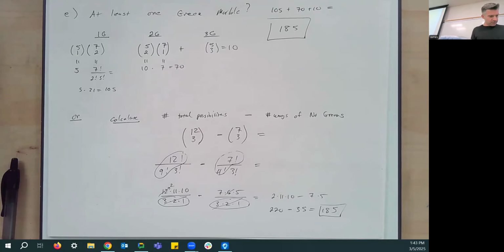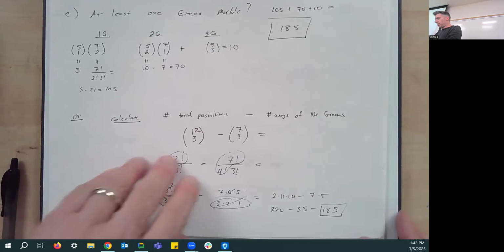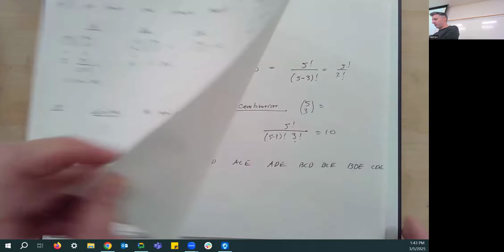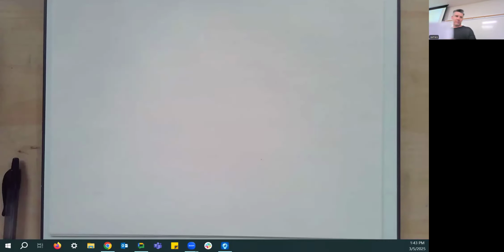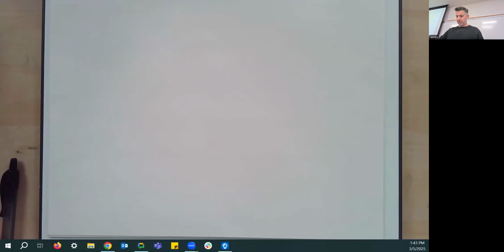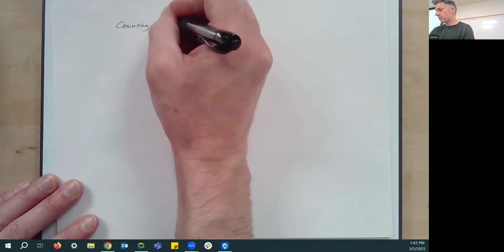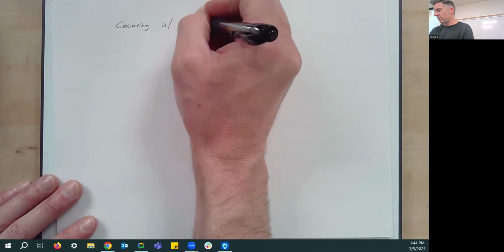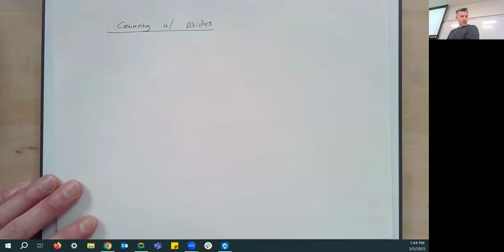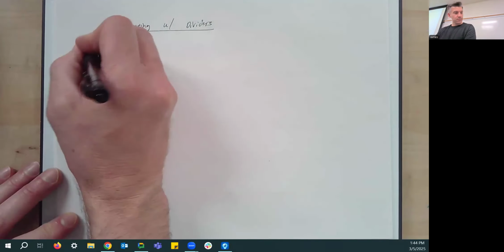Yeah, let's do one of these examples because I feel like this might come up. We'll see. So there's a concept that's called counting with dividers, which might not sound very straightforward or sensible, but it does make sense after you see an example. So here's some counting with dividers. You'll see what we mean in just a second. So let's look at the following example.